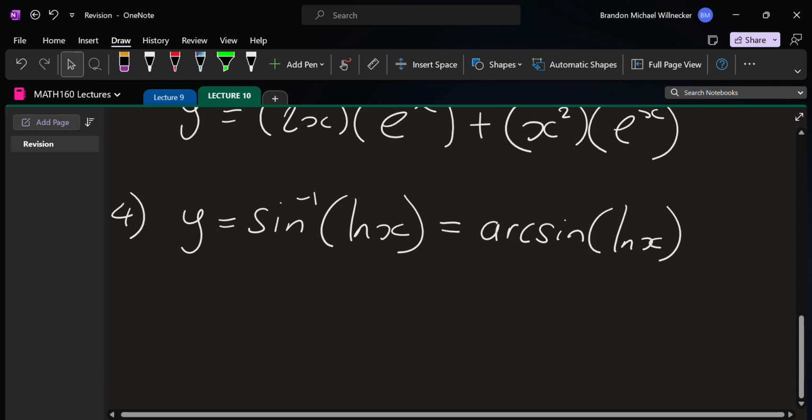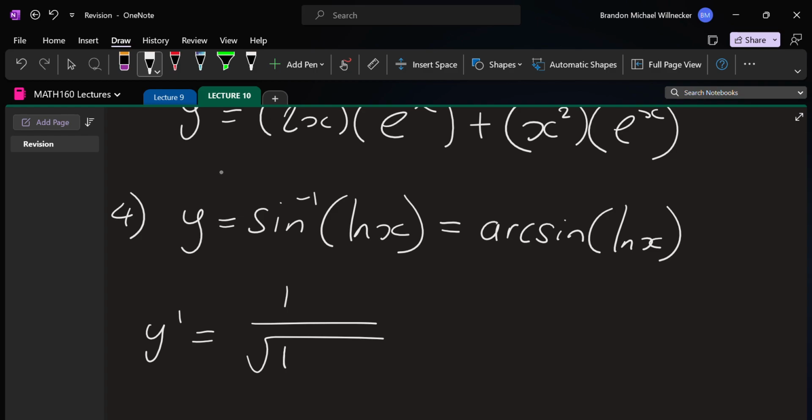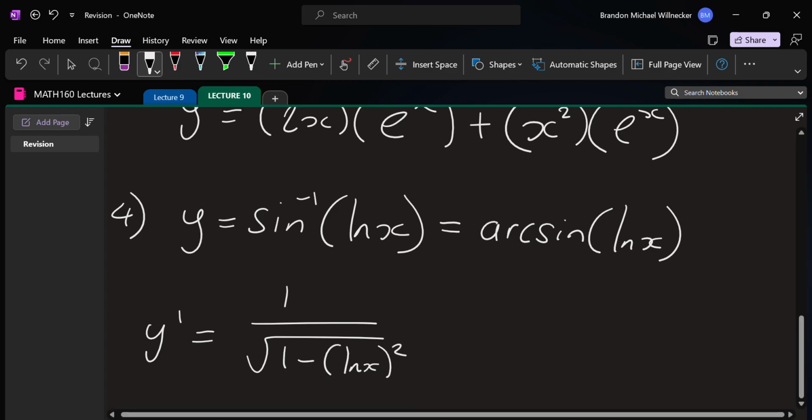Okay, so here we have a composition. The outside function is sine inverse. We know what to do with that. The inside function is the natural log. We know what to do with that. So y prime, the derivative of the outside function, that's going to be 1 over root 1 minus x squared. But in place of x, we're going to put the natural log of x. So that's 1 over the root 1 minus the natural log of x squared.